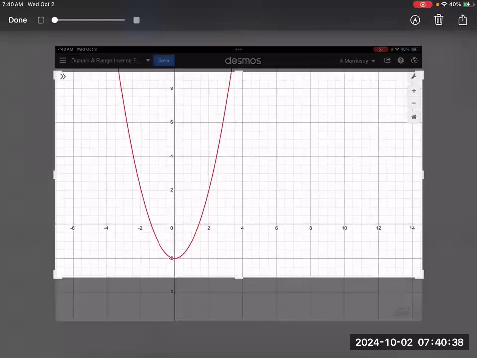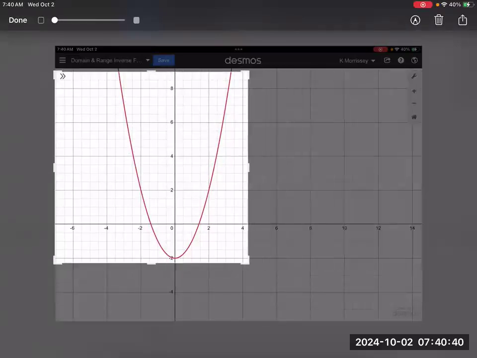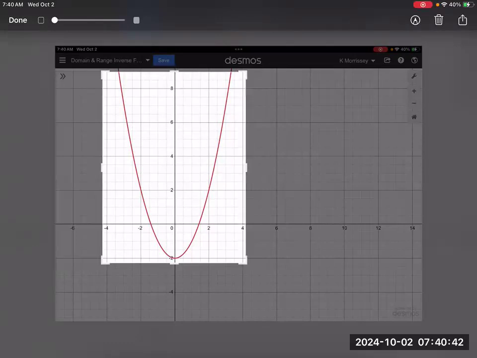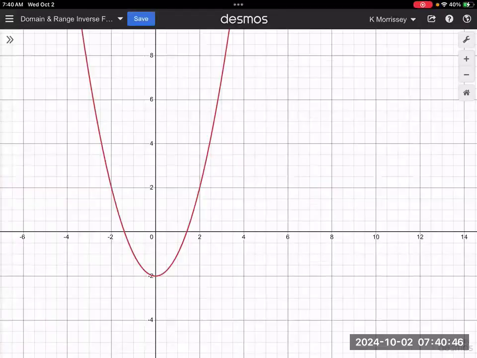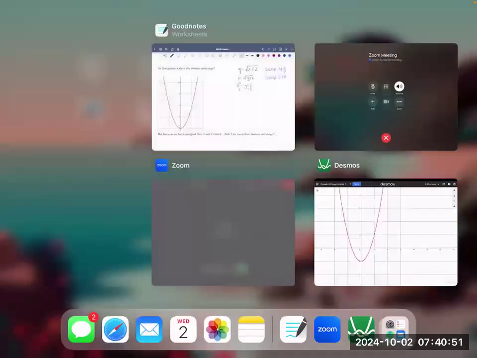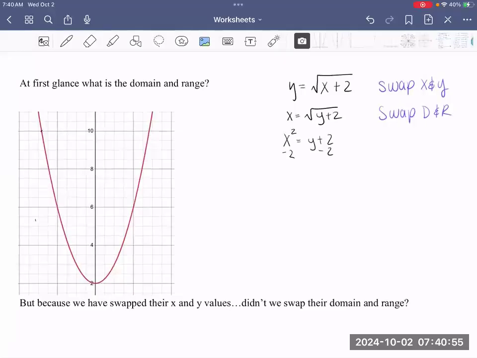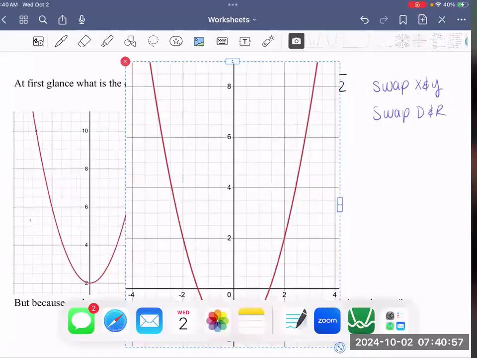When we're looking at the domain and range of this new graph, if we've done it correctly, it should line up with what we truly have. As I'm importing my nice new graph right here, it's a little large for me.